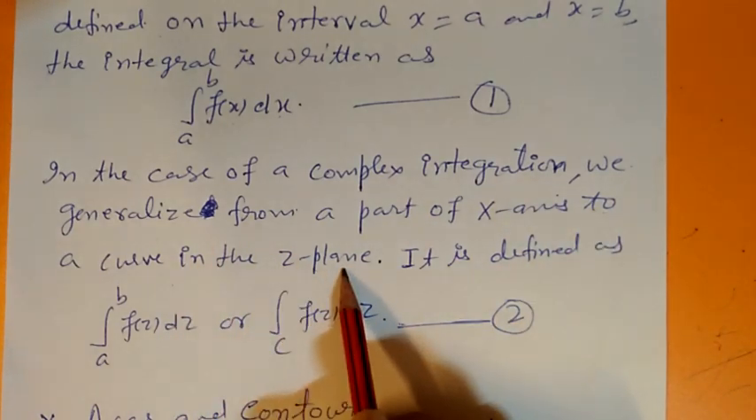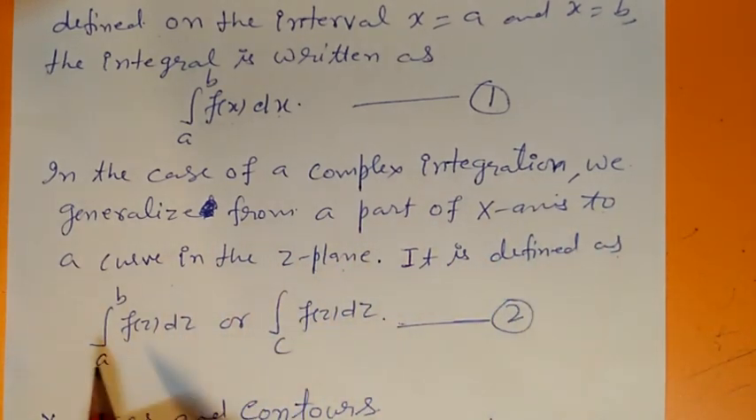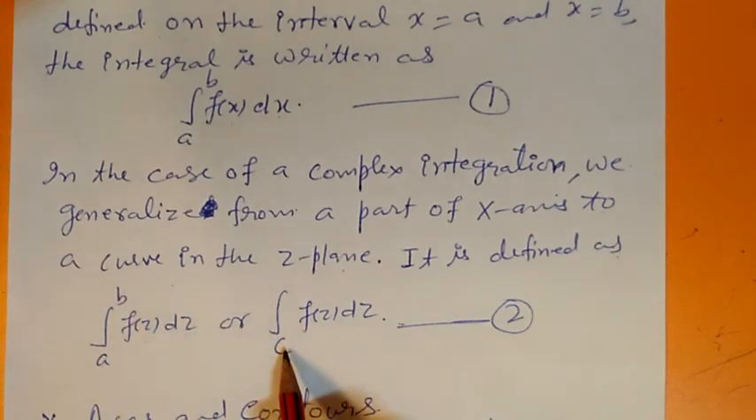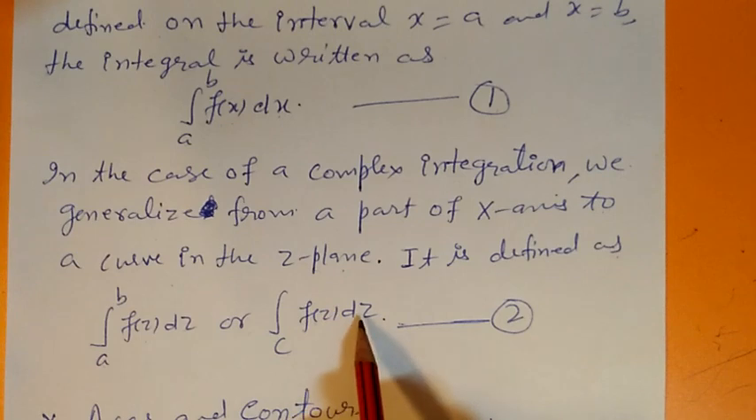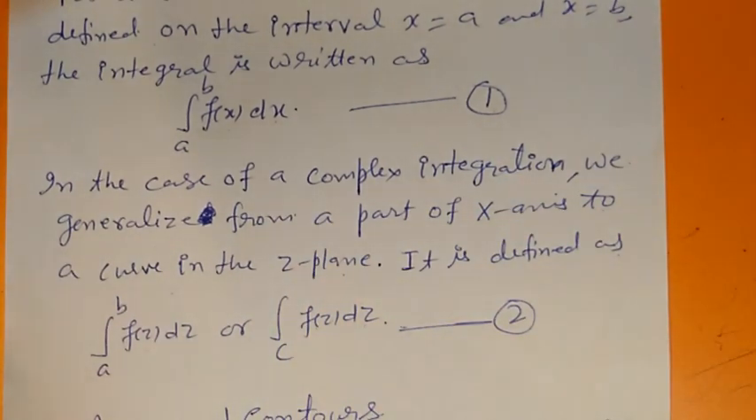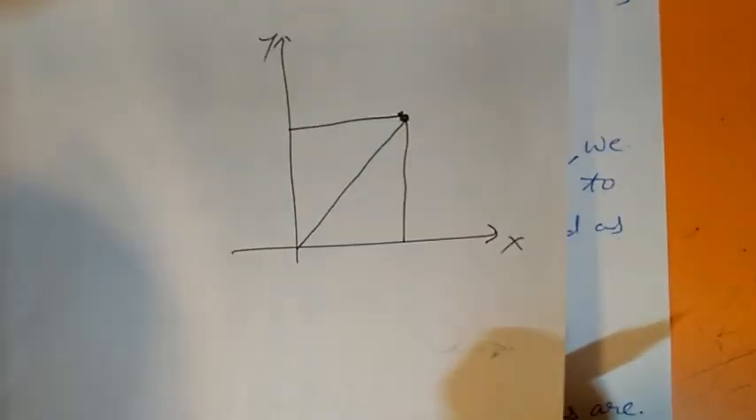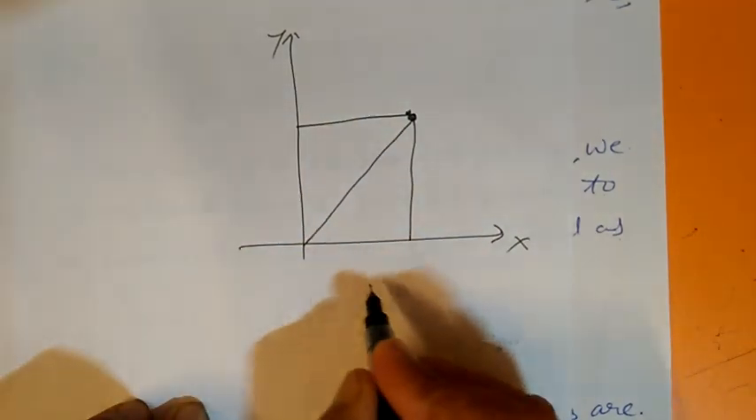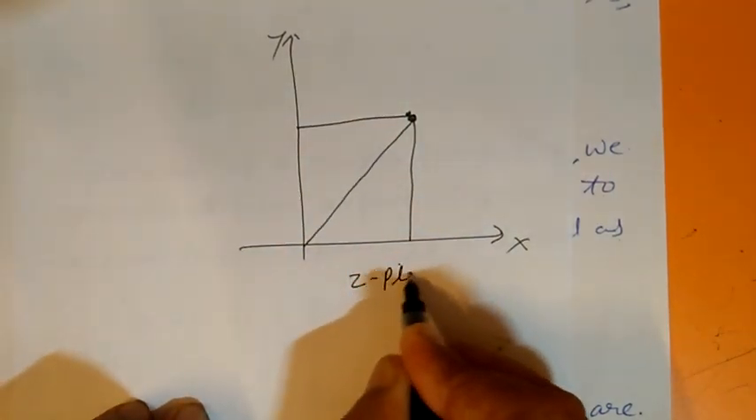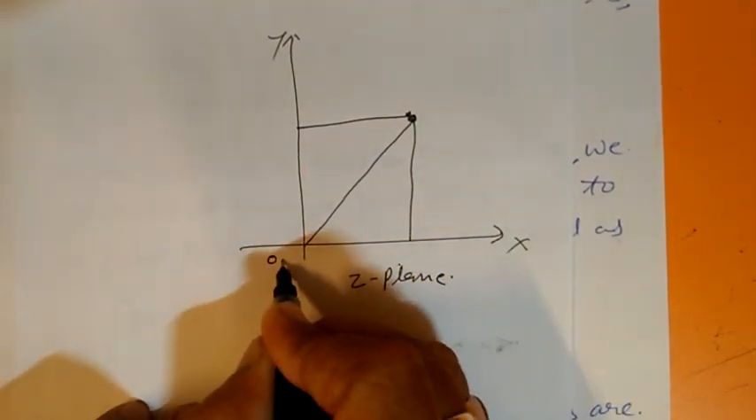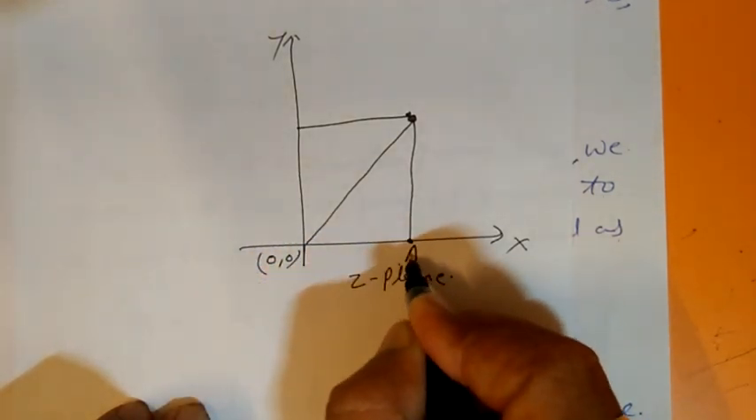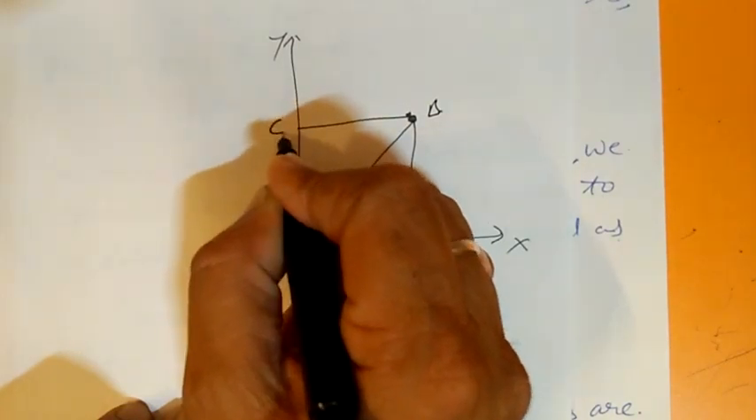the z plane. It is defined as integral from a to b of f(z) dz, or integral along a curve C of f(z) dz. In that case, if we have this is the x-axis, this is the y-axis, and say this is the z plane. So in that case, say this is point (0, 0), this is point A, this is point B, this is point C.